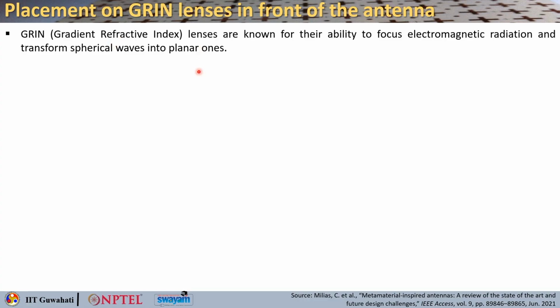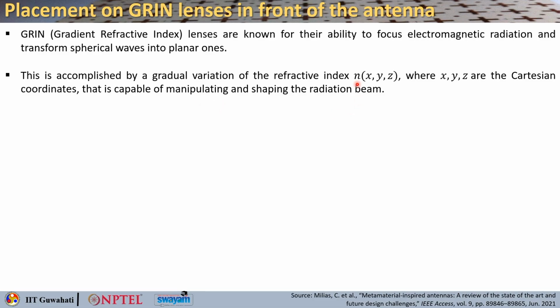Next, we will discuss the placement of GRIN lenses in front of the antenna. So, GRIN lenses are basically gradient refractive index lenses. They are known for their ability to focus electromagnetic radiation, and they can be useful for transforming spherical waves to planar ones. This can be accomplished by a gradual variation of the refractive index. So, you can have the refractive index as a function of all three of x, y and z, which are the Cartesian coordinates, and this allows manipulating and shaping of radiation beams.